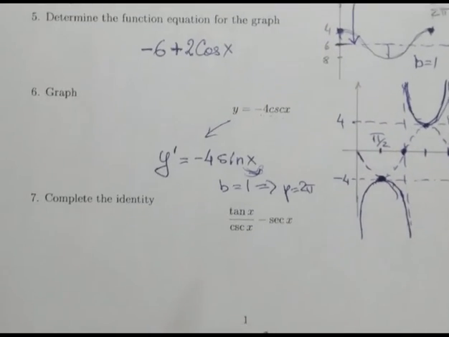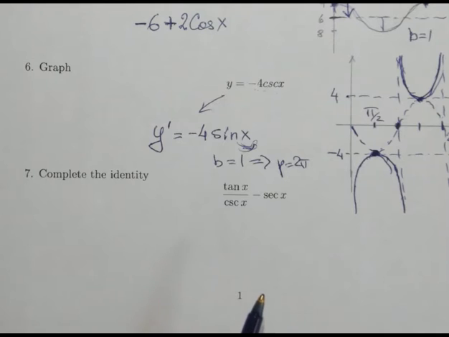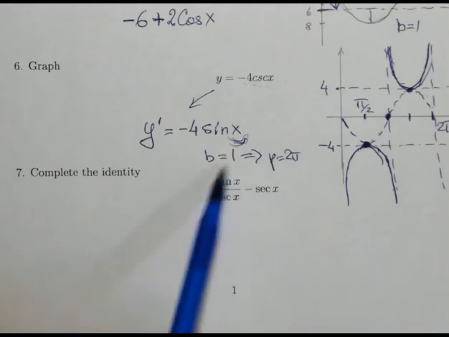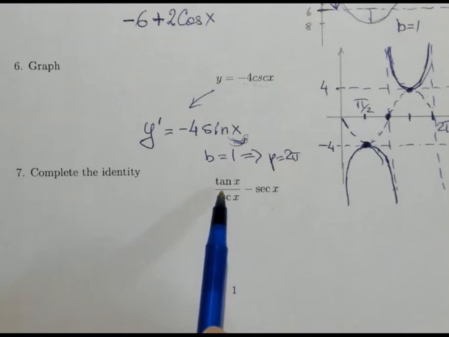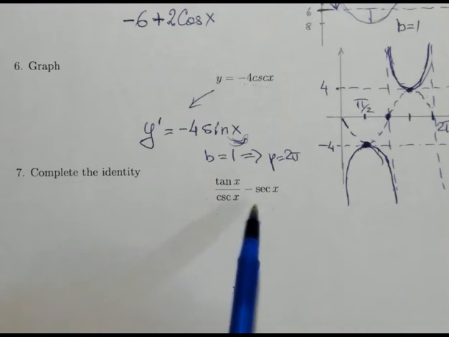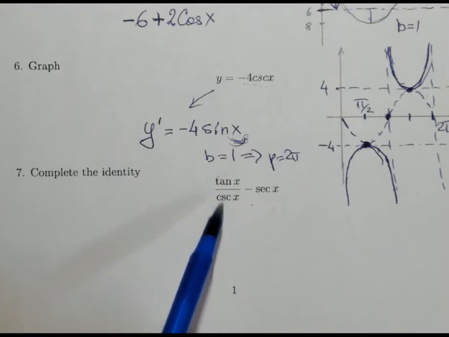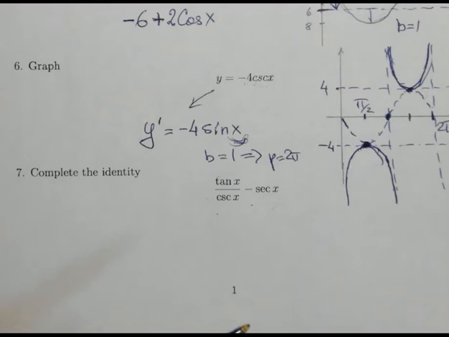The second part of the exam from chapter 5, using the trigonometric identities. Let us simplify or transform this expression, tangent x over cosecant x minus secant x. When you see these functions, tangent, secant, cosecant, the best way is to switch to sine and cosine, to rewrite this expression in terms of sine and cosine.